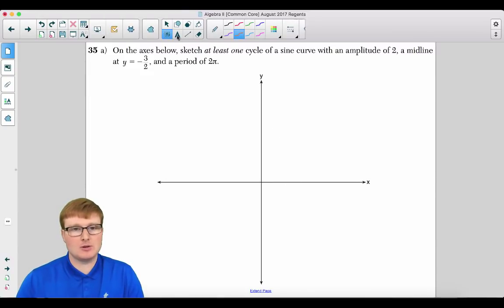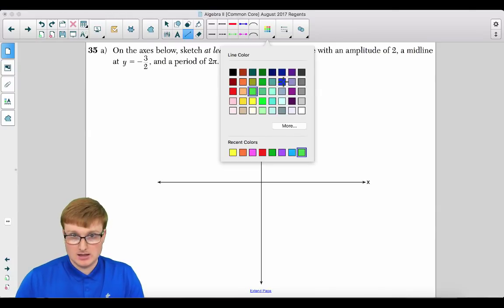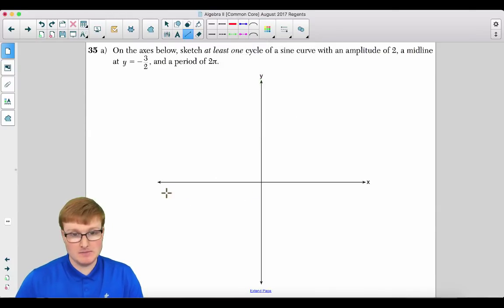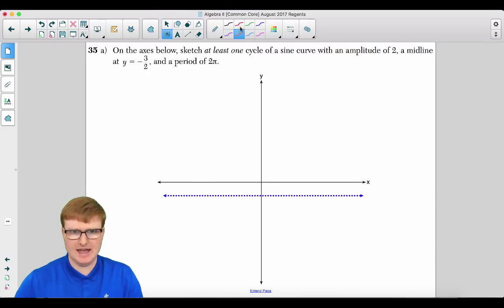So I'm going to sketch this as best as I possibly can. And I'm going to use some dotted lines here too. That's important stuff. So let's take a look here. This is going to be y equals -3/2.